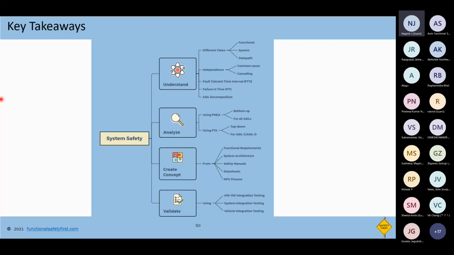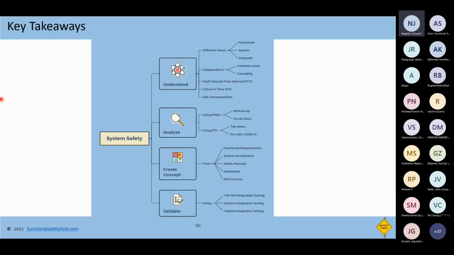FMEA is the bottom-up approach, and the FTA is the top-down. Per the standard, FTA is recommended for ASIL C and D systems, and FMEA is used for all the ASIL levels. So that is the second step. Once you understand the system and you have analyzed the system, you need to start creating the concept.